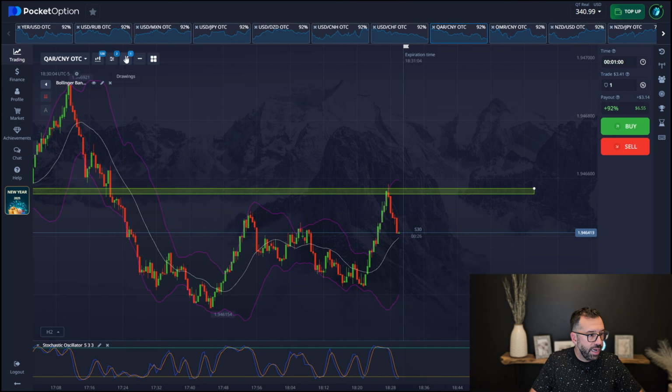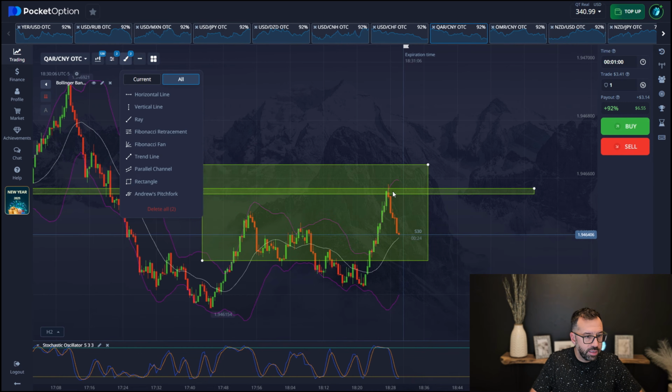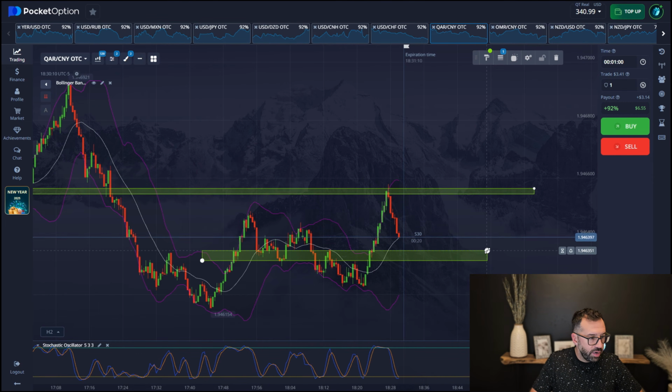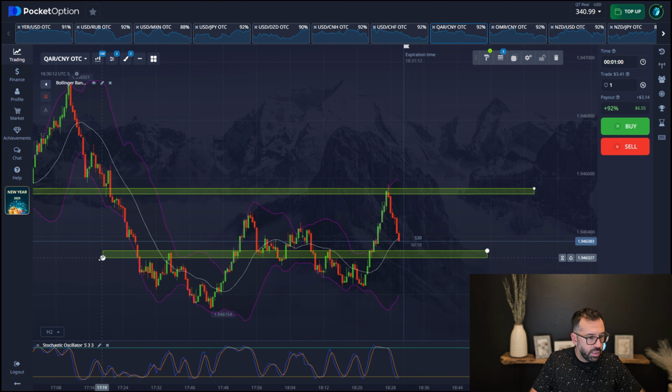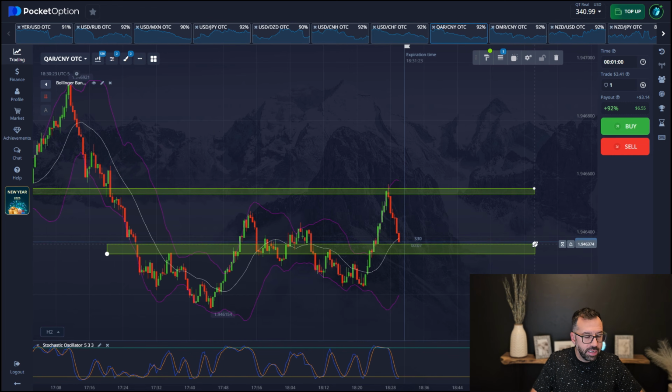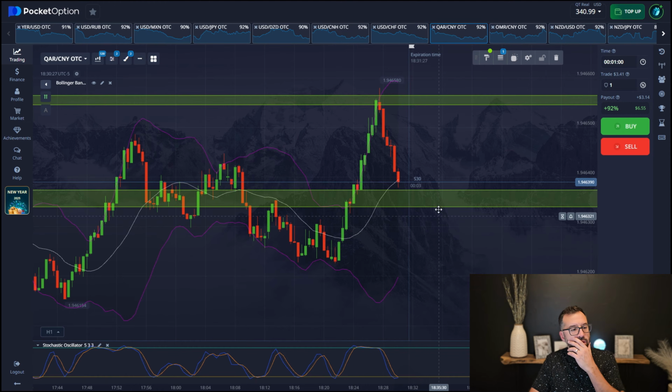Let's go ahead and add another rectangle here, because we could potentially find a nice entry point. If we hit somewhere in here, this could be a good opportunity to buy in. So we'll let that come back down and we'll see if this hits our zone right here. It might be a good opportunity to buy that on the way up.